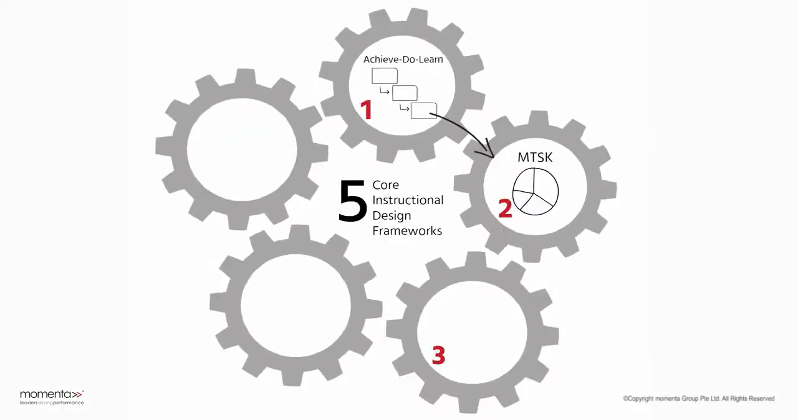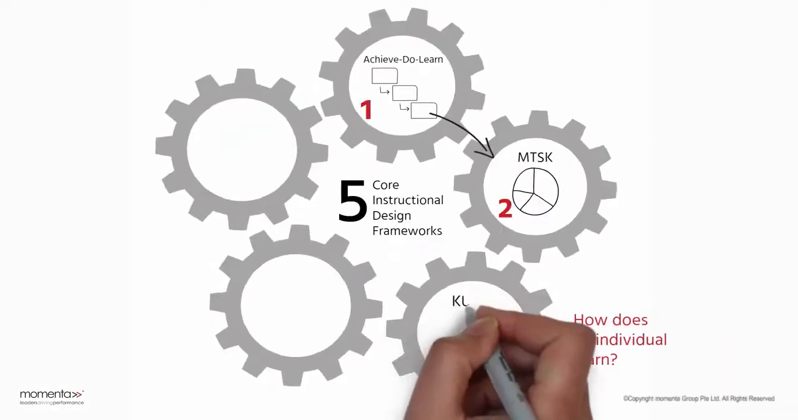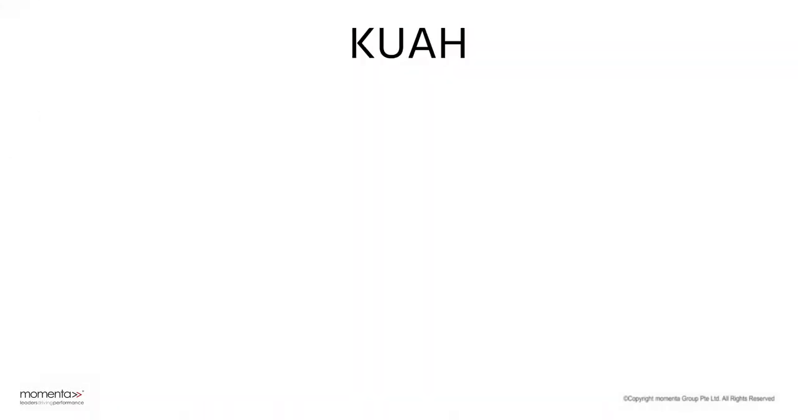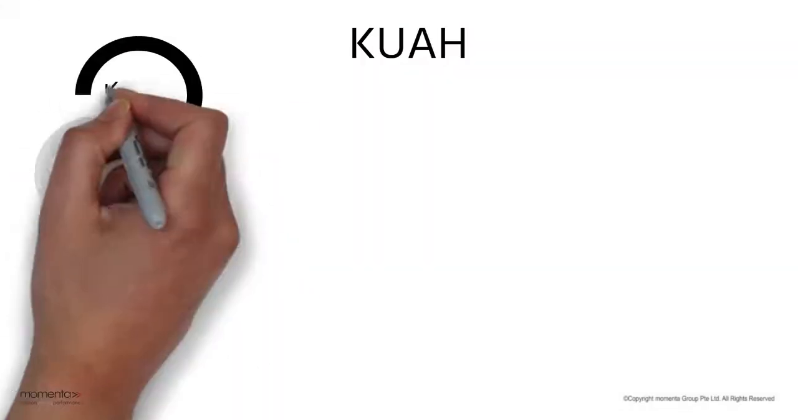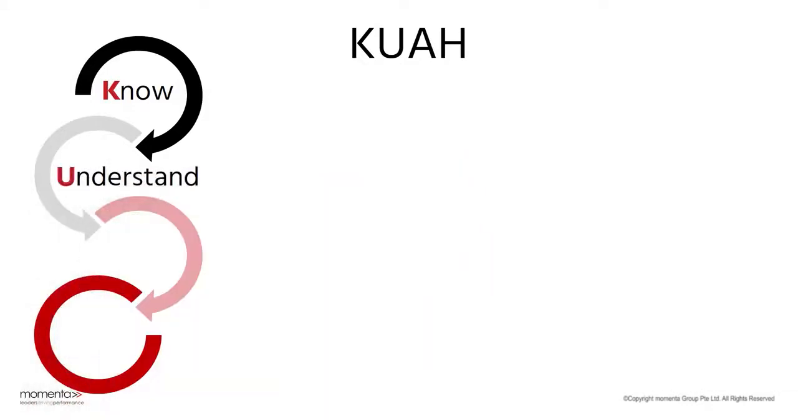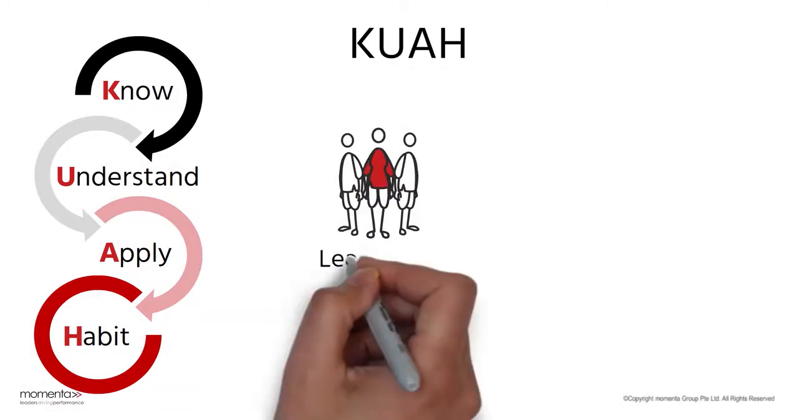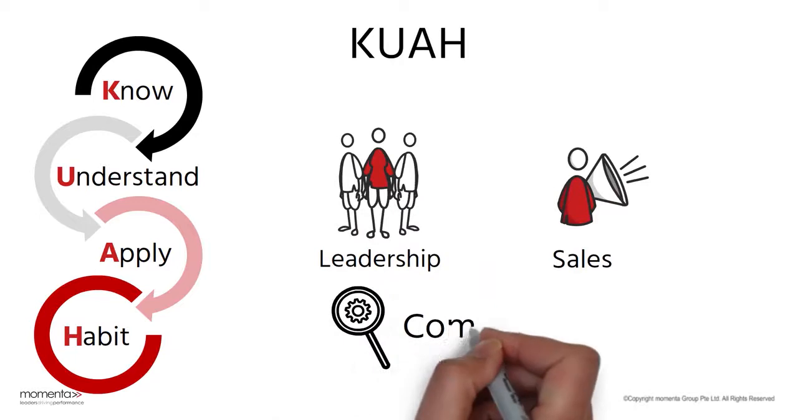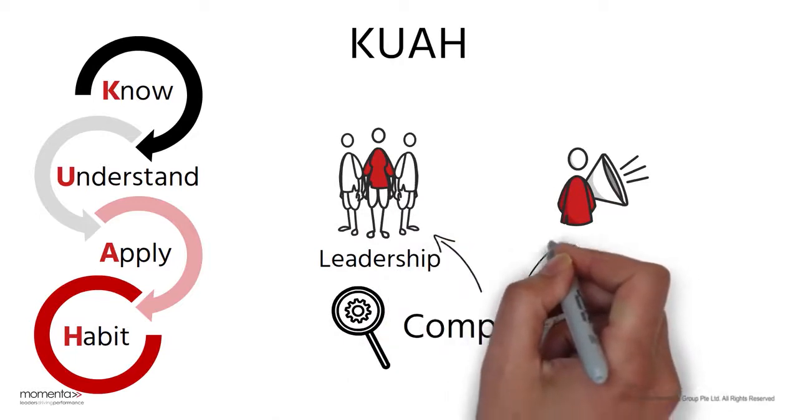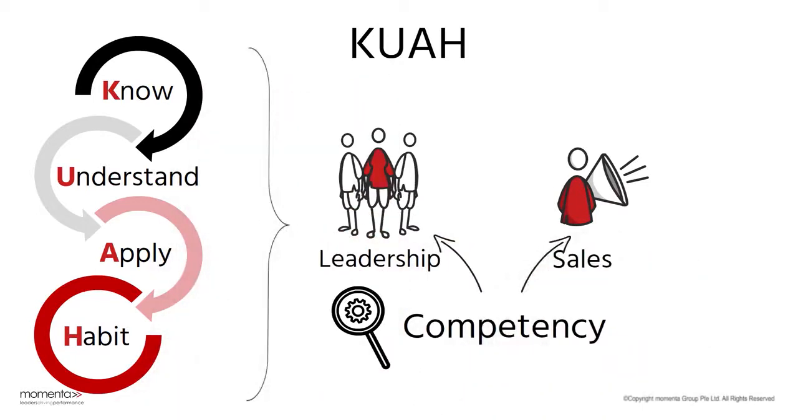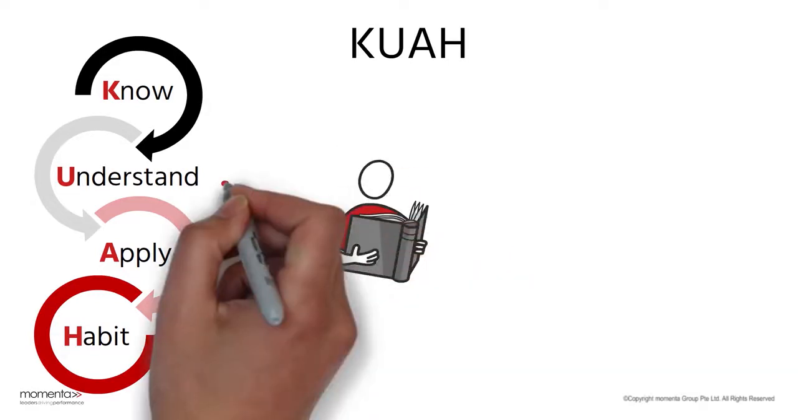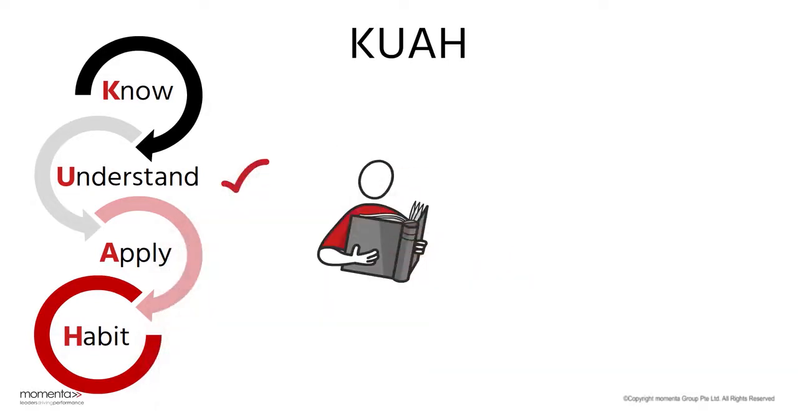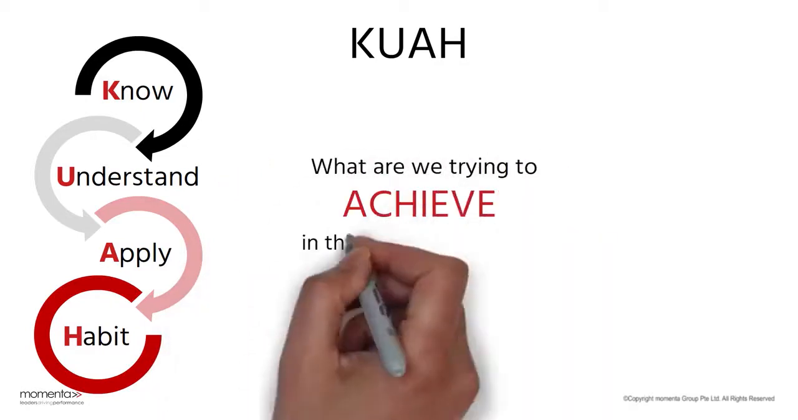The third framework is, how does an individual learn? In training, we abide to a framework called KUAH. K stands for know, U for understand, A stands for apply, and H stands for habit. Particularly in leadership and sales programs, where there's a certain new competency we're trying to embed or improve in an individual, we look at the learning journey of KUAH. That's why reading a book is a wonderful thing to understand, but it may not be the best way to apply. So, KUAH, what are we trying to achieve in this learning journey?